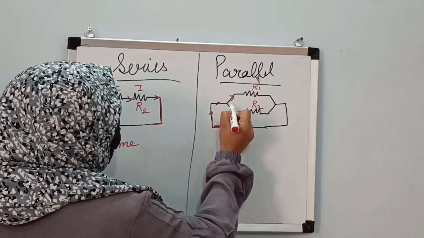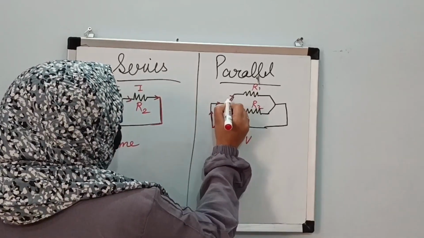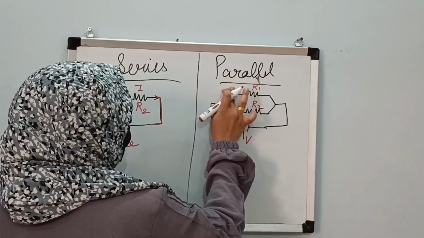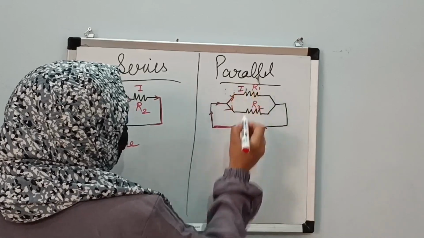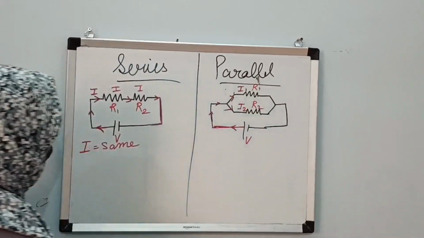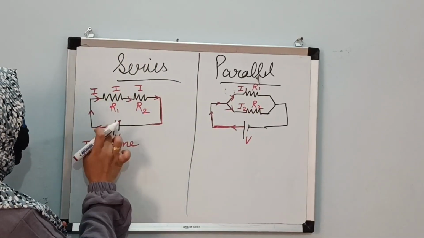यहाँ आने के बाद करंट क्या हो जा रहा है, डिवाइड, ओके, क्योंकि यहाँ जाएगा I1, I1 current will pass through R1 and I2 current will pass through R2. Now what about the potential difference? यहाँ potential difference है different.